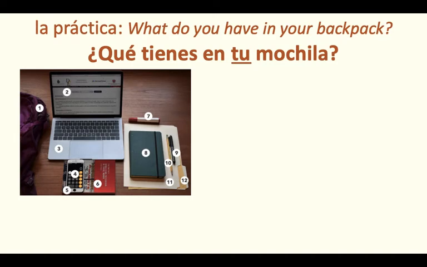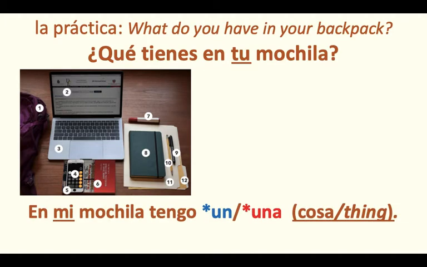Now I'm going to put it together, and this is the picture that you're going to see when you go into the study plan section 2. And I'm going to ask you a question, so let's do a little work with this vocabulary. And the question I'm going to ask you is, ¿Qué tienes en tu mochila? What do you have? That word tienes is a verb, an action word, coming from the verb tener, meaning to have. And that is the tú form. The you form, ¿Qué tienes en tu mochila? What do you have in your backpack?